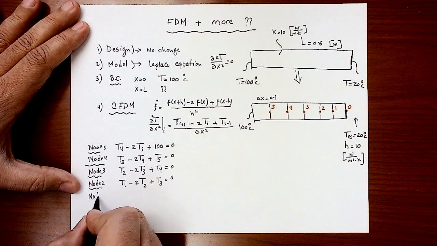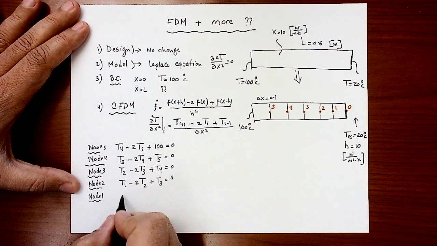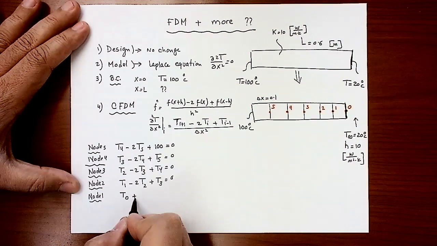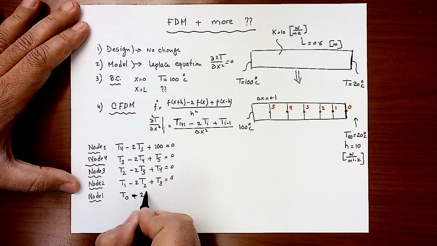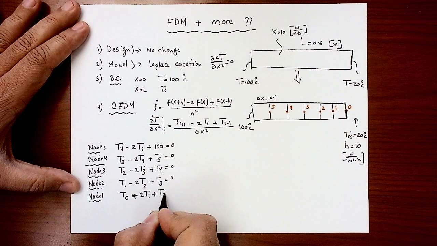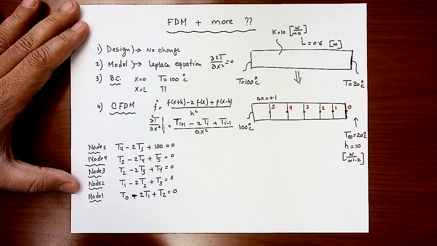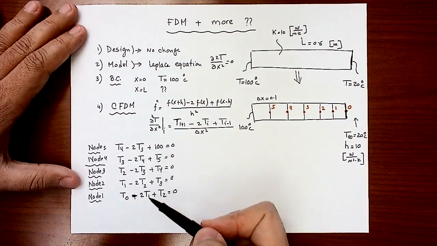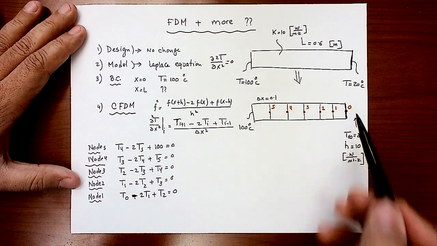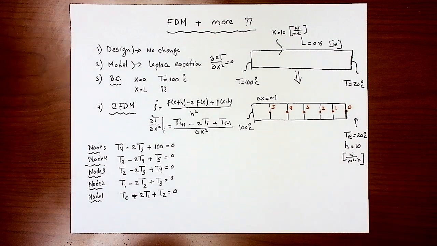Then when I go for node number 1, it will be T0 minus 2T1 plus T2, just to keep the order, equals 0. Now, I have 5 equations, but I have 6 unknowns. So I need another equation for node number 0.